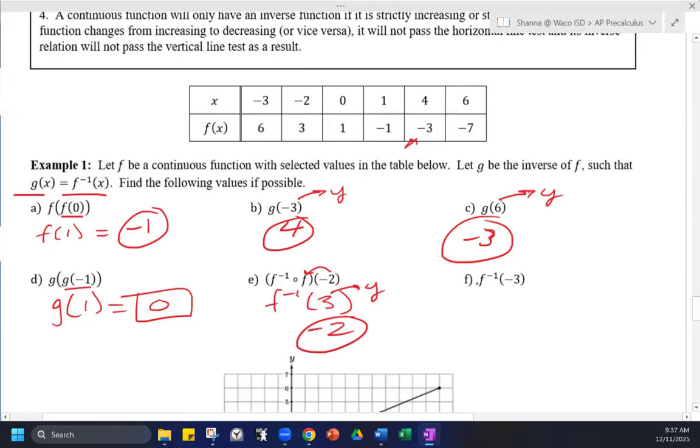Okay. And then here again, we have f inverse of negative 3. Inverse means I'm going to start at the y. And what do I get? 4. Okay. How we feeling? Good? We all are seeing how we're bouncing around between the two.